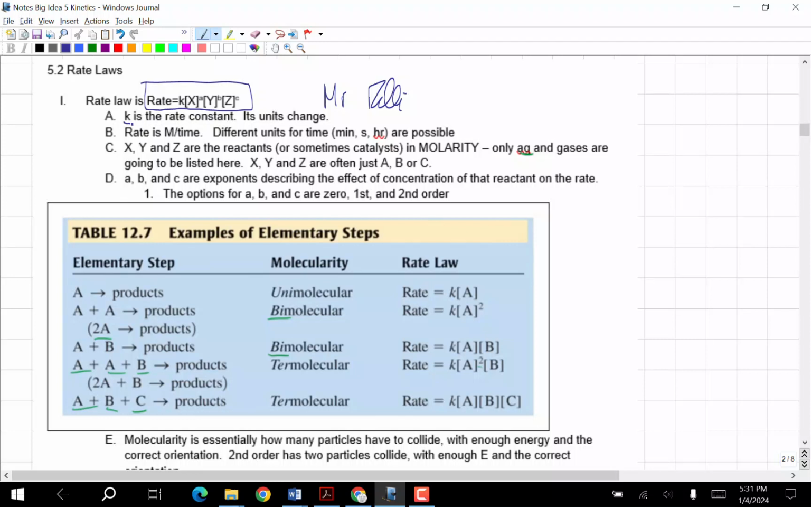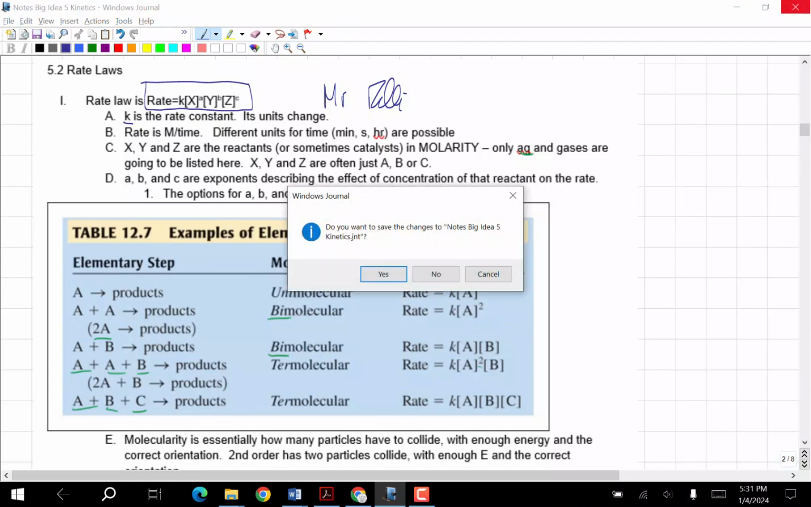And rate is going to be in molarity per time. It's usually molarity per second. It could be molarity per minute or molarity per hour, but it's molarity per time. X, Y, and Z are in brackets, right? And they're in molarity. Remember, the brackets mean molarity. Only aqueous and gases are going to be listed here because their molarities change. Solids and liquids do not have concentrations that change, so they're not listed there.